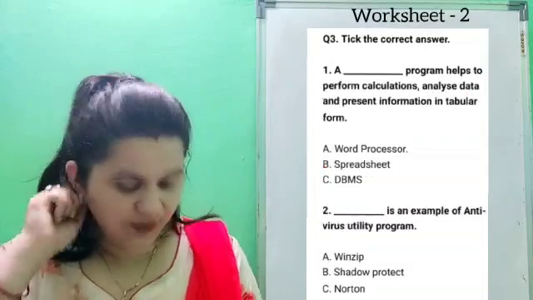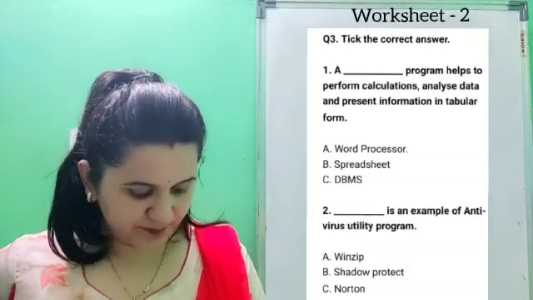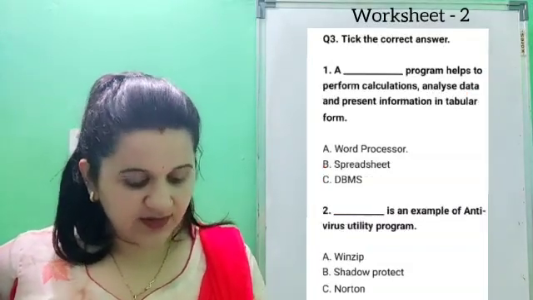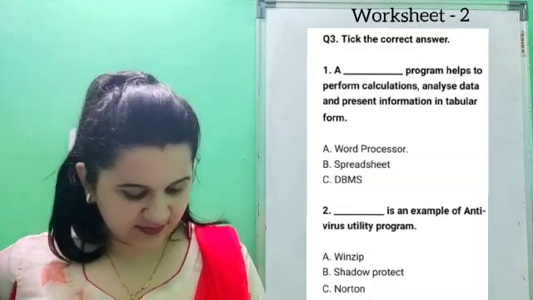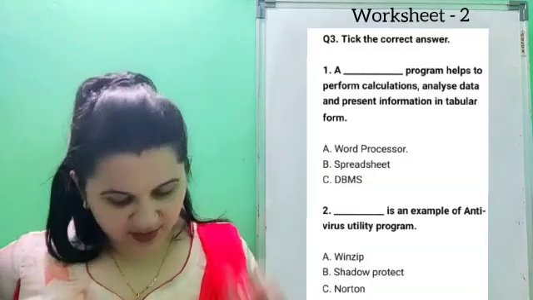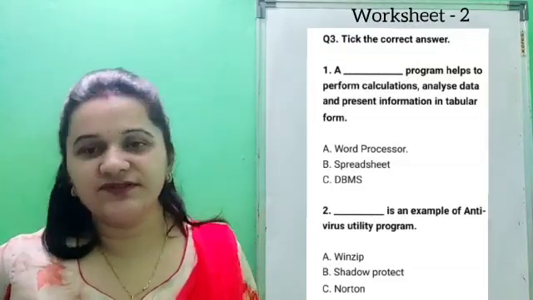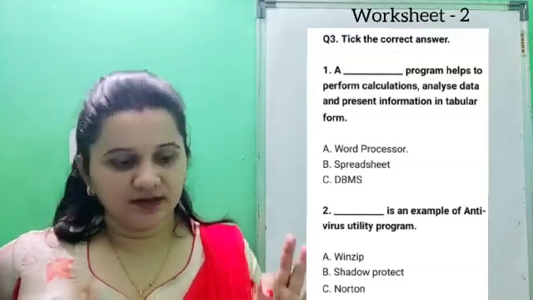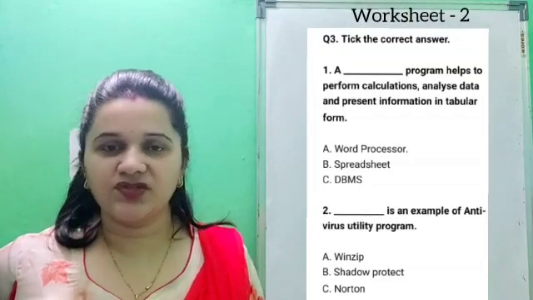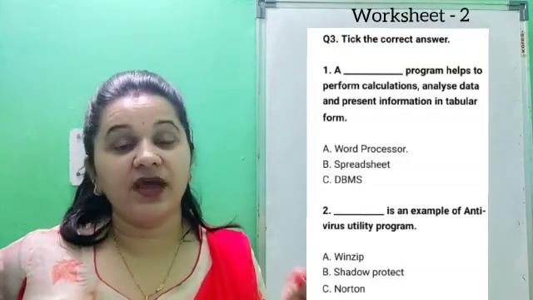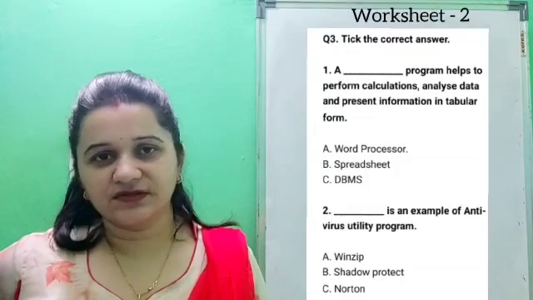Okay. Now, question number 3. Tick the correct answer. First part. Now, children, here I have given you the 3 options. Okay, so no need to note down these 3 options. Just directly write down the right answer in your notebook. Whichever option is correct, just simply write down that option. No need to note down all the 3 options.